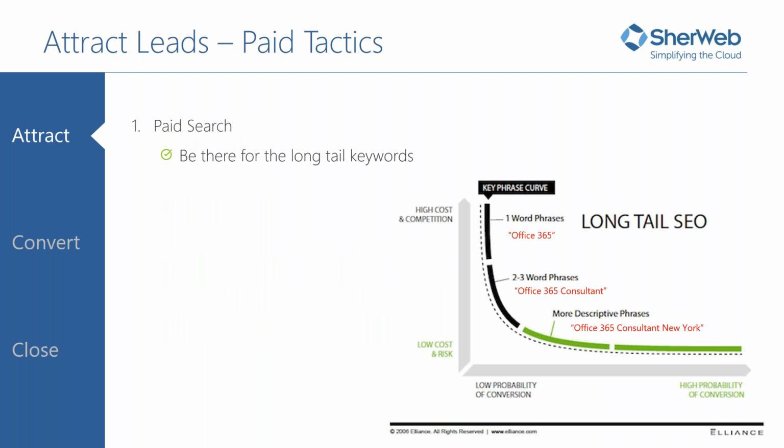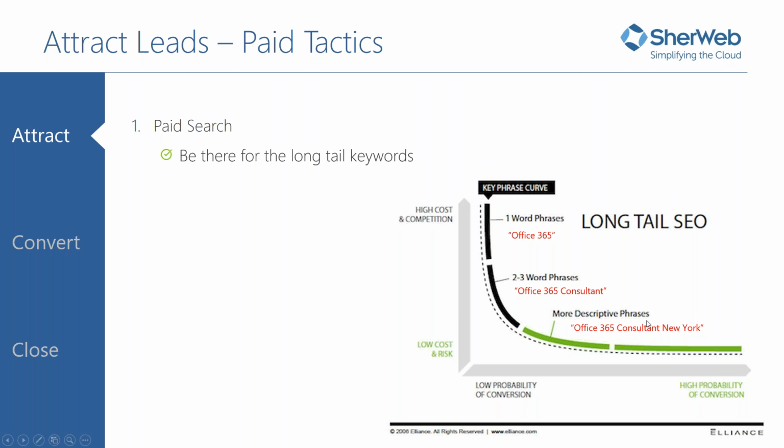So in paid, a few key points that I want to make sure I can highlight before the end of the presentation. Don't be afraid. You have to be there. That's a good example. The long tail keywords, what does that mean? For example, you wouldn't pay per click for Office 365 keywords on Google. That would be too expensive. Not even for Office 365 consultant keywords.